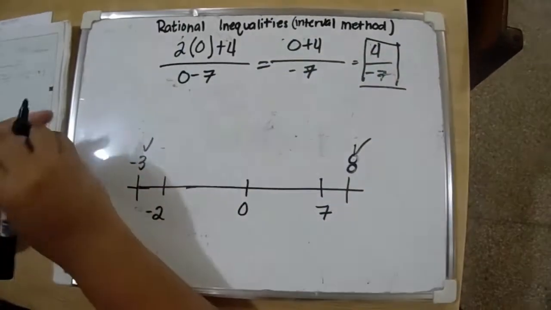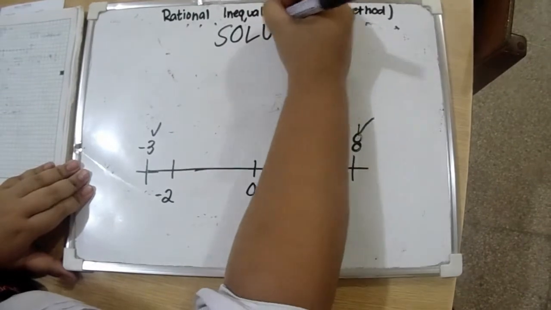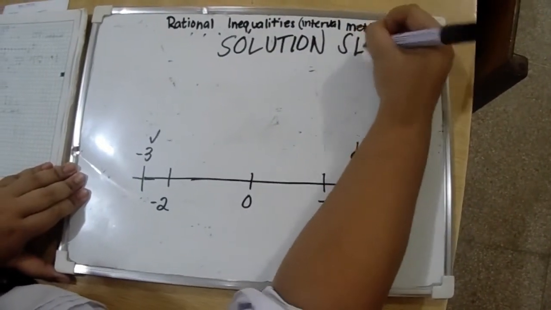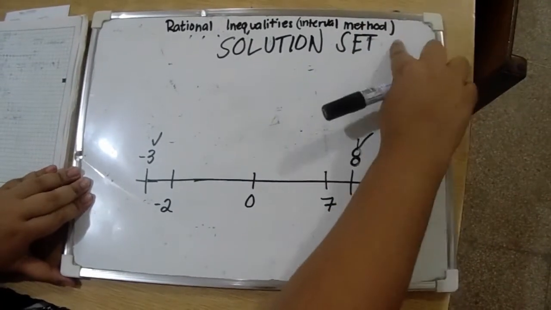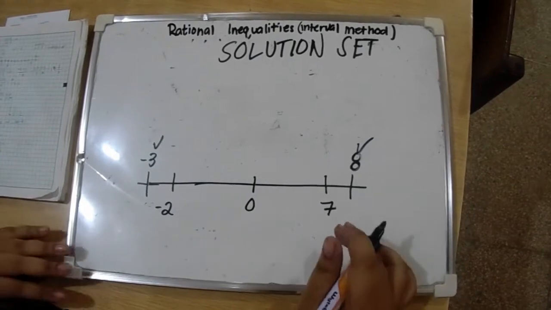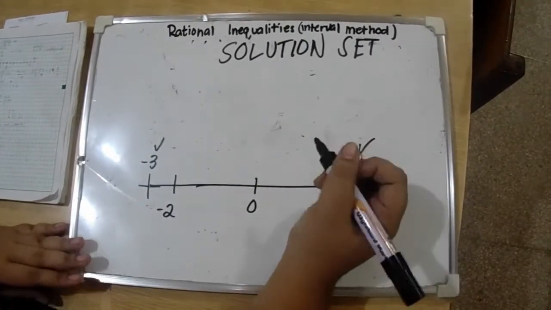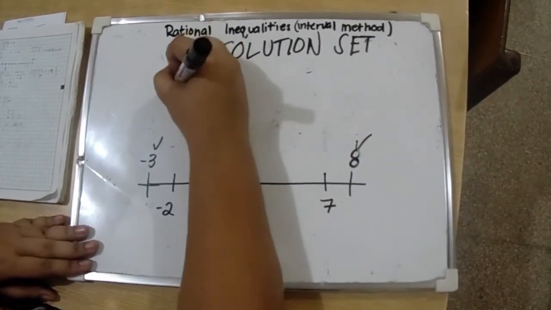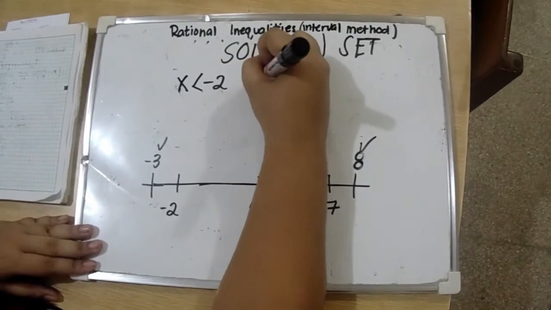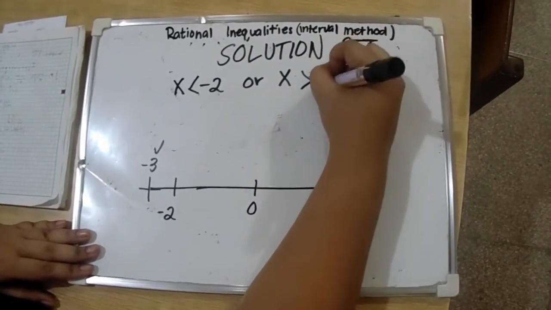So in the solution set, we are going to base our answers on the intervals in the number line. So it means that x is less than negative 2 or x is greater than 7.